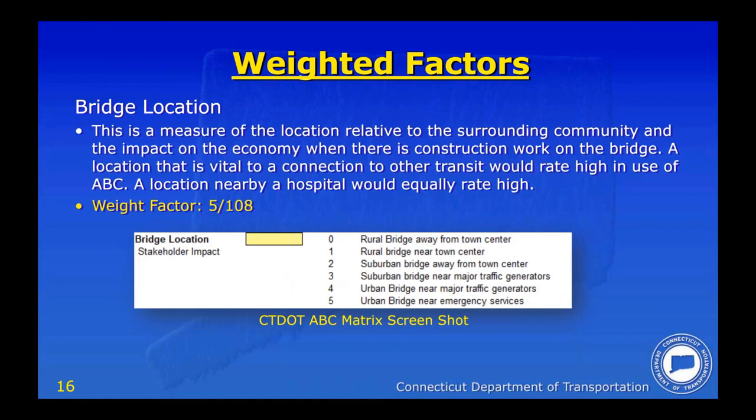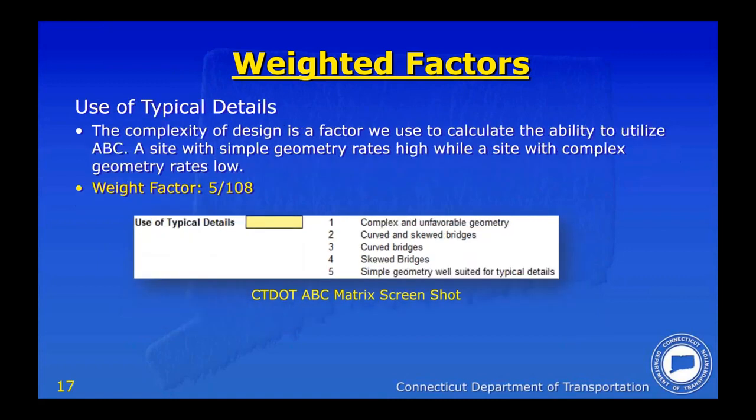So bridge location is one of our 10 measures. Again, rating 0 to 5, 0 being very low benefit for ABC by this measure alone, up to 5 for urban bridge and emergency services, where minimizing construction time would be of utmost importance. You'll see a weight factor of 5 divided by 108. You'll note we had the weight factor for user impacts and costs each at 30 divided by 108. So this is a much lower weight factor.